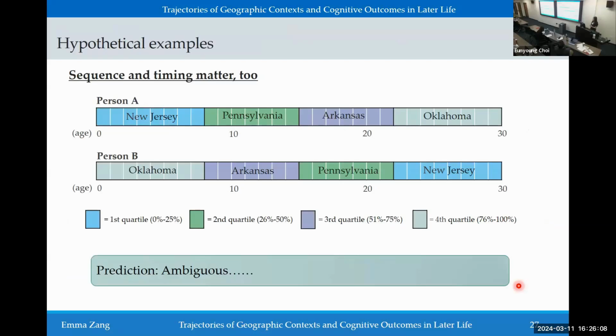Yeah, so that's a great question. I think this is an empirical question, like whether childhood matters the most, or whether actually every age point during childhood matters to some extent. So that's why once we have the data, we can actually look at whether person A or person B have better cognitive outcomes, and then we can have a better sense about whether the critical period theory makes more sense or the sequence of trajectories makes more sense.